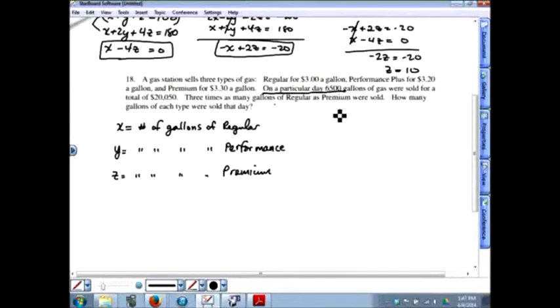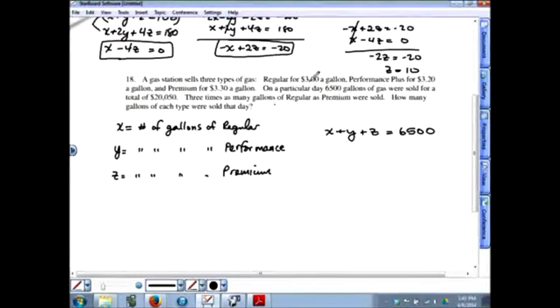Now it says right here on a particular day 6,500 gallons of gas were sold. It doesn't say what type of gas, it says total gas, 6,500 gallons. So total means you're going to add x plus y plus z, because that's the number of gallons of each type. If you add that all up, it's going to be 6,500 total.